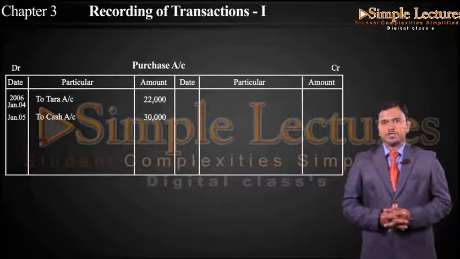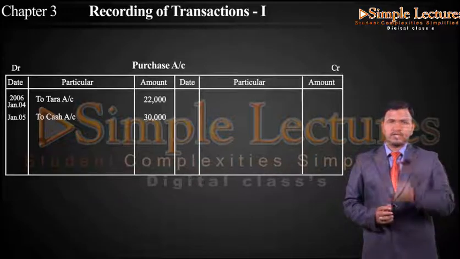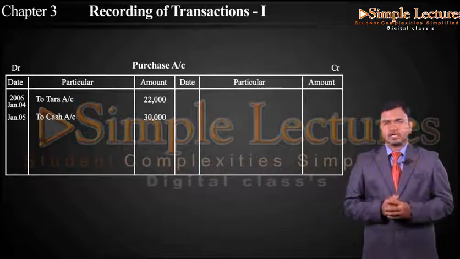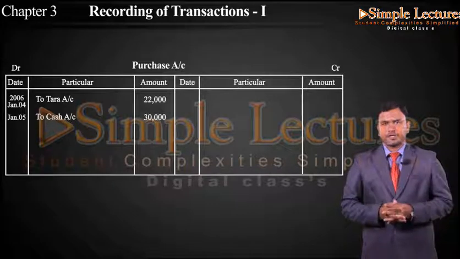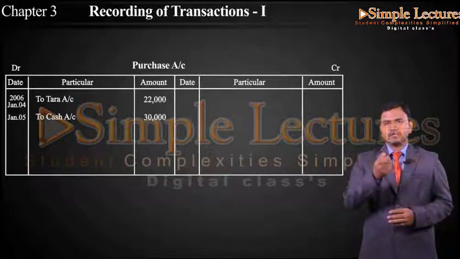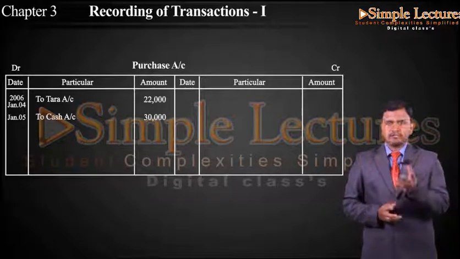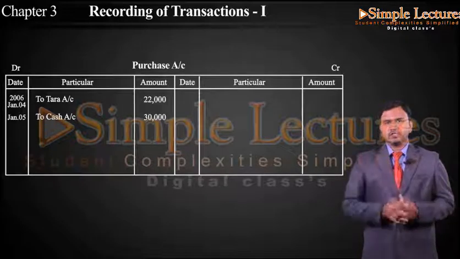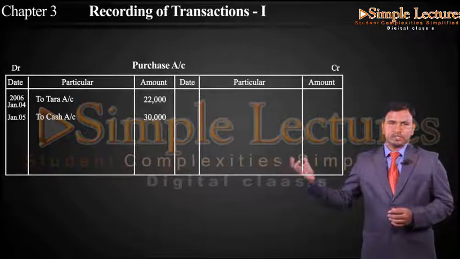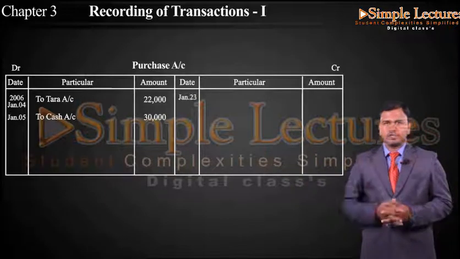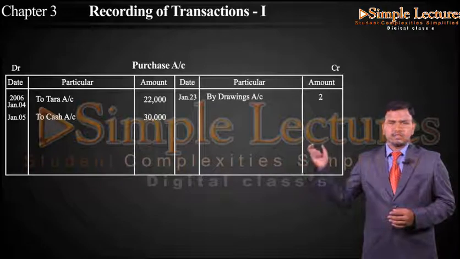One more transaction is on Jan 23rd, where the entry is drawings account debtor to purchases account. Here purchases was credited against the drawings, which means the drawings were made for personal use in terms of the commodity or material. Since purchases was credited, that should be posted to the credit side of the purchases account. So the date will be Jan 23rd to drawings account 2,000.